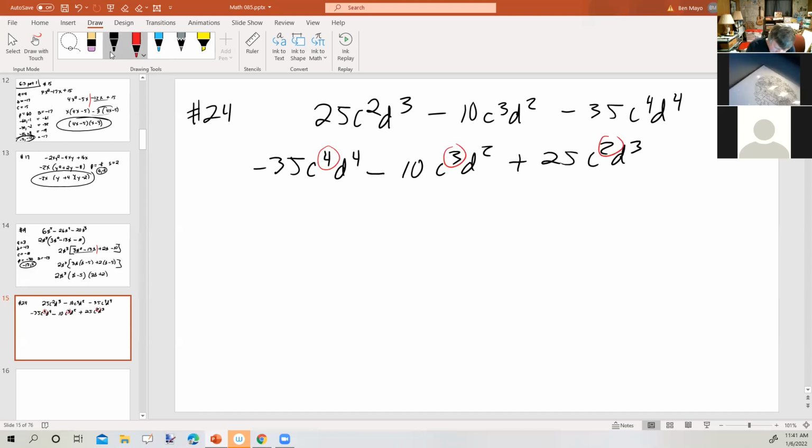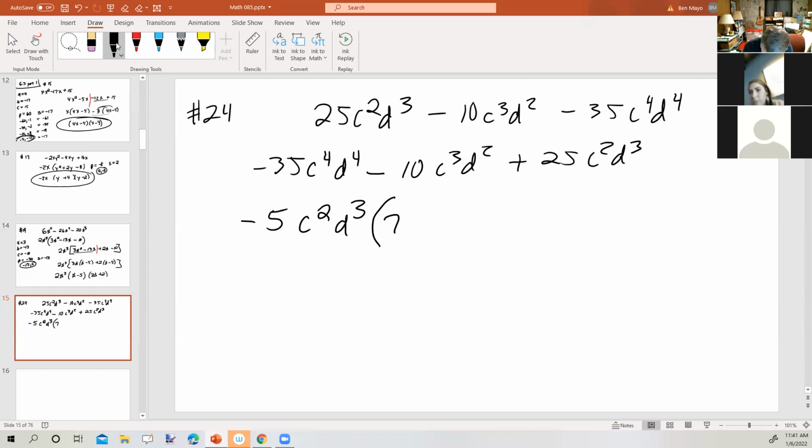Okay. All right. Now, let's get rid of those. My leading term is negative, so I'm going to factor out a negative. I'm going to take out a negative 5. That'll come out of 35, 10, and 25. And I can take out a c squared and a d cubed. So that's my greatest common factor. So left over, I'm going to have 7c squared d plus 2. Oh, no, I've messed up.